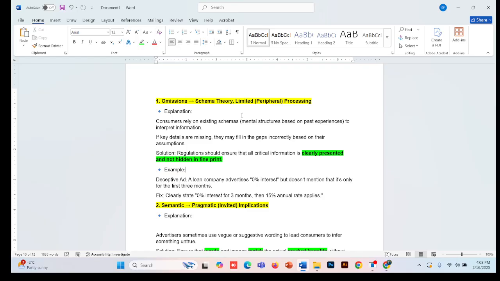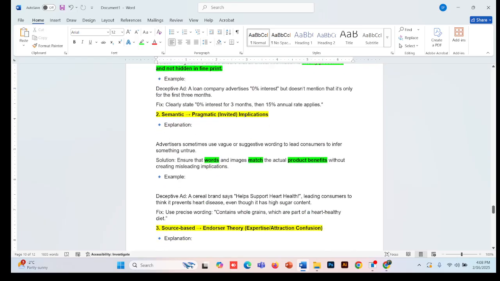Then semantic, or pragmatic implication. Words and images used in the advertising should match the product's actual benefit. Say a brand is saying that this product helps support heart health. It might lead consumers to think that it might prevent heart attack, but of course, this is not true. So advertisers have to be very careful about using words. They shouldn't use any confusing words.